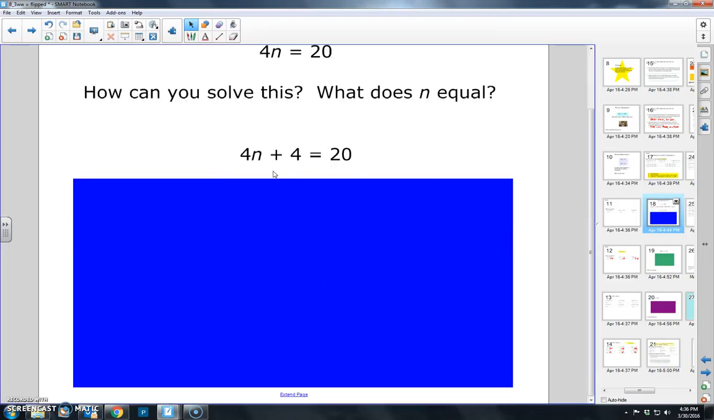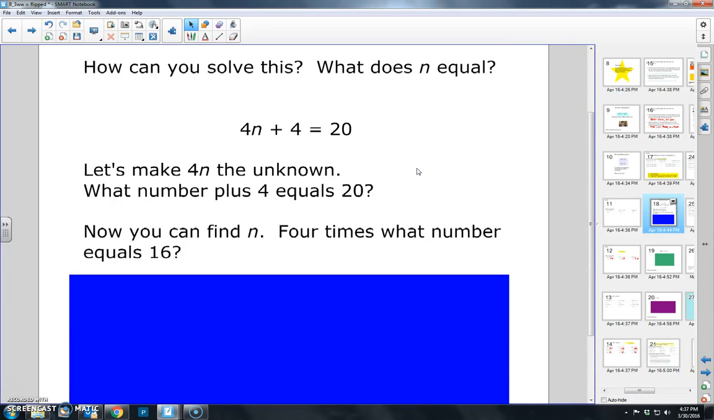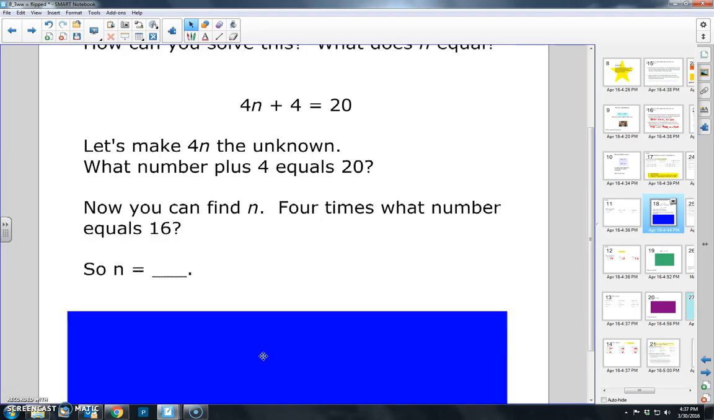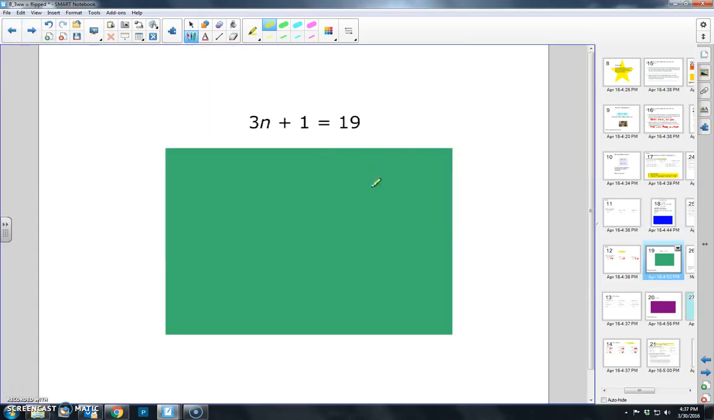If 4n plus 4 equals 20, n can equal 5, because 4 times 5 is 20, plus 4 is 24. So what does n equal? Well, 4n is the unknown. So now you have to ask, 4 times what number equals 16? So n has to be, you said it, 4. Nice. Okay. How about this one?